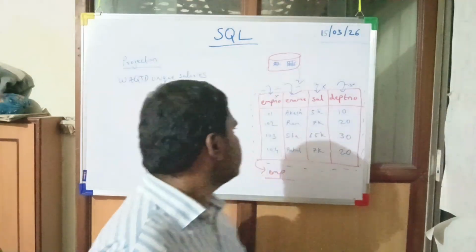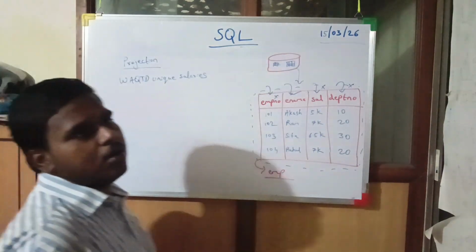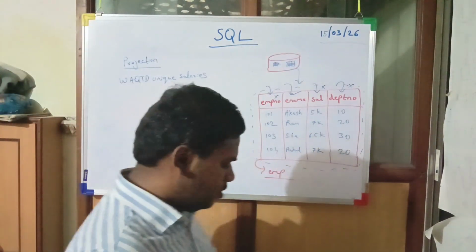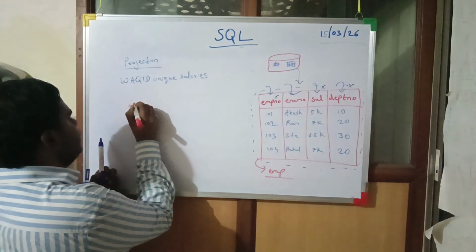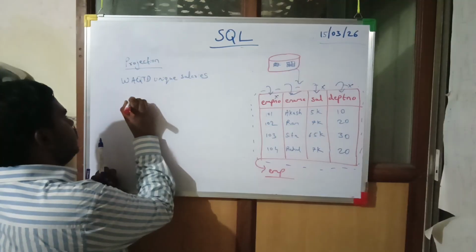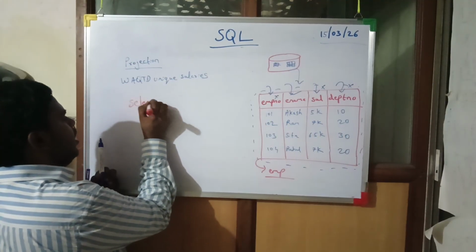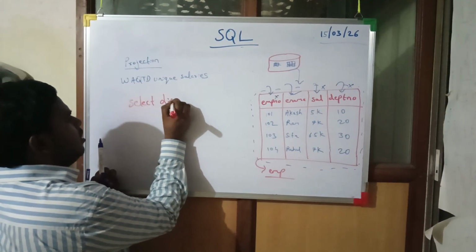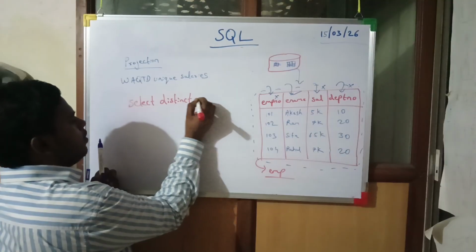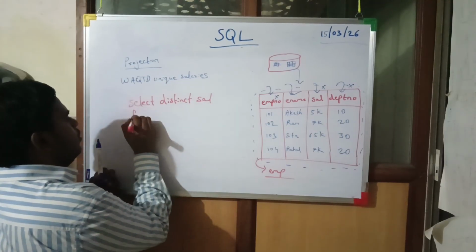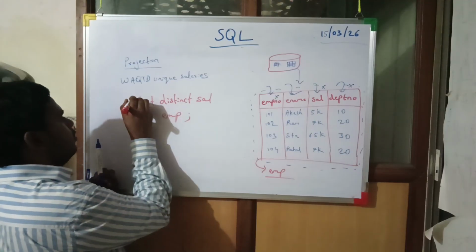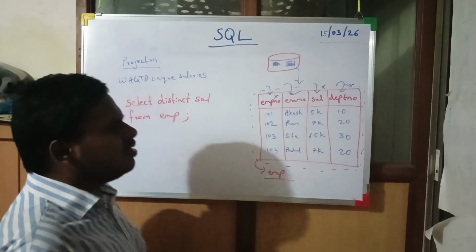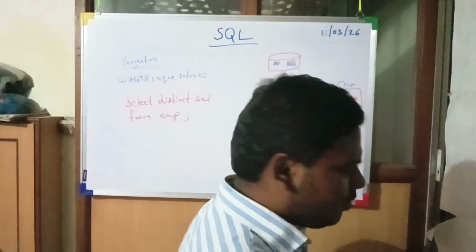Okay, so here I will use the concept called distinct. The query will be like: select distinct sal from EMP. This is a simple query we will write. Select distinct sal from EMP.